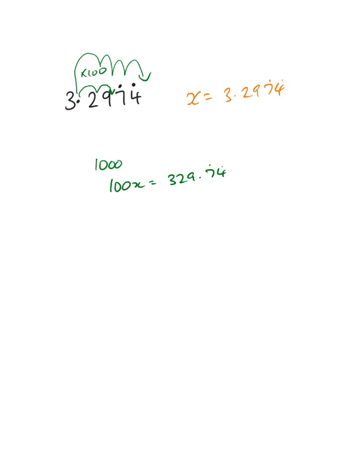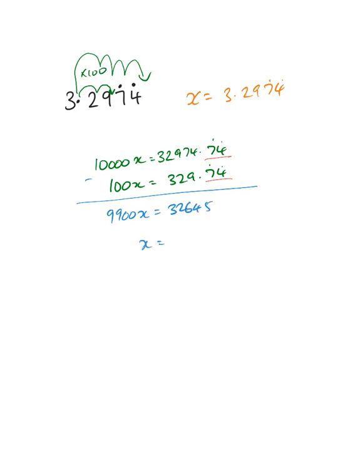So I'm going to have 10,000x is 32974.74 recurring. And what that's allowed me to do, if you look here, is I've got the recurring bit after the decimal point, so when I take it away, it will all go. So I'll do my takeaway, so I get 9,900x is 32645. So x is 32,645 over 9,900, which again you can simplify if you want to, 6,529 over 1,980. Hope that's helpful. Thanks very much.